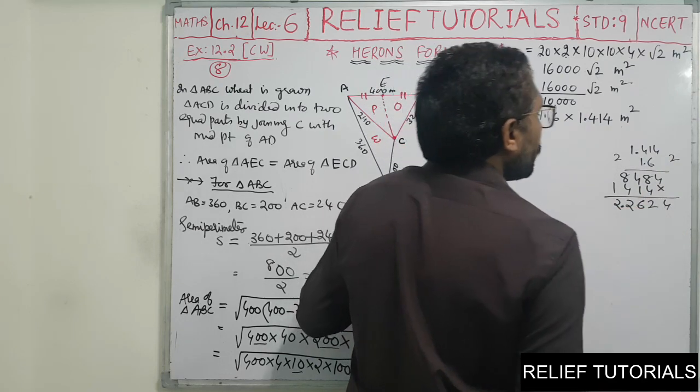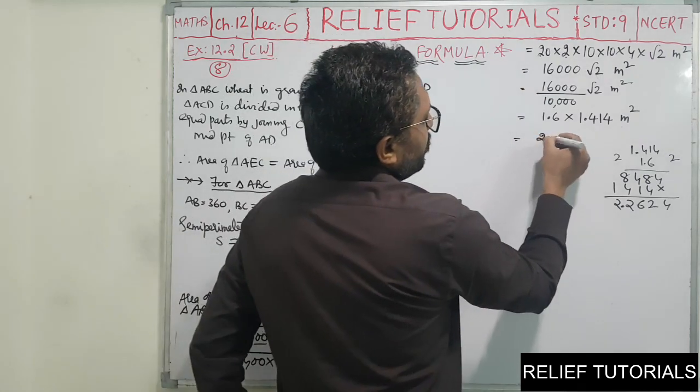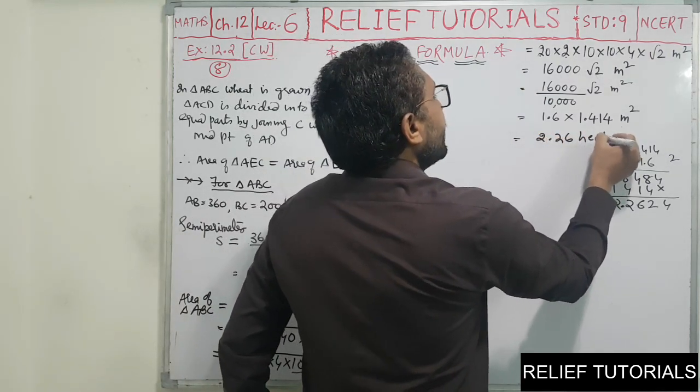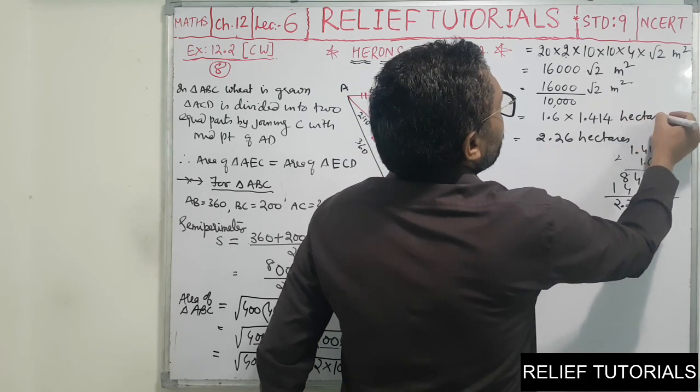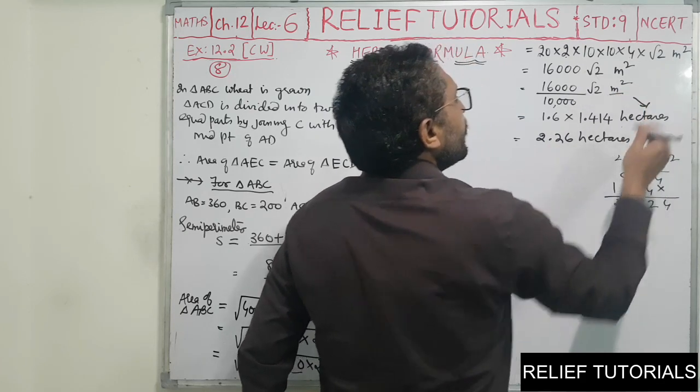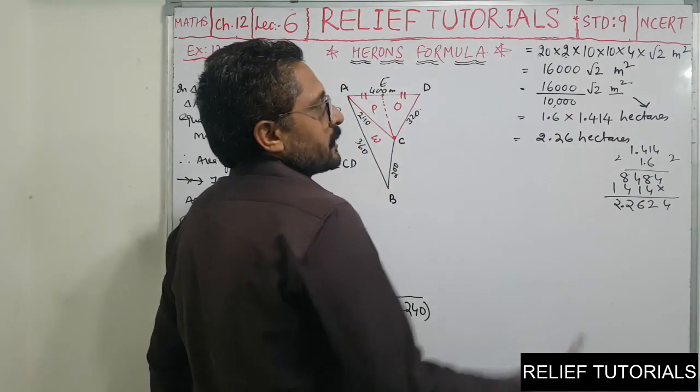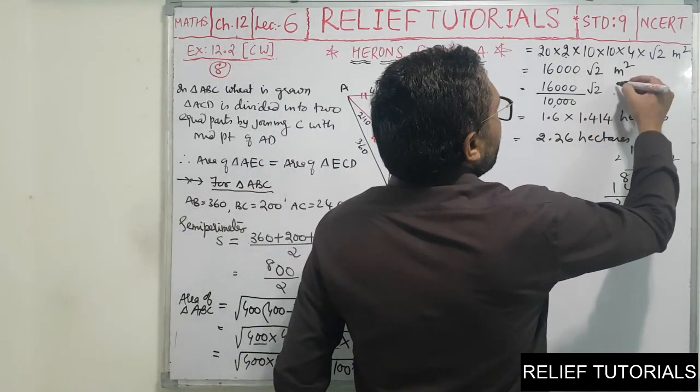So I can write 2.26 approximately. So I can write 2.26 hectares. Sorry, here hectares. Why? Because we have converted meter square into hectare by dividing by 10,000. Clear? Here also we will write hectares.